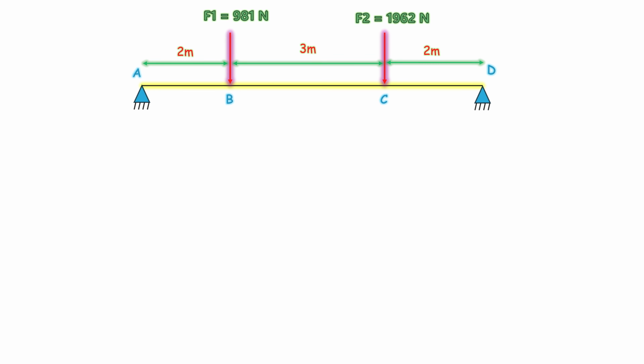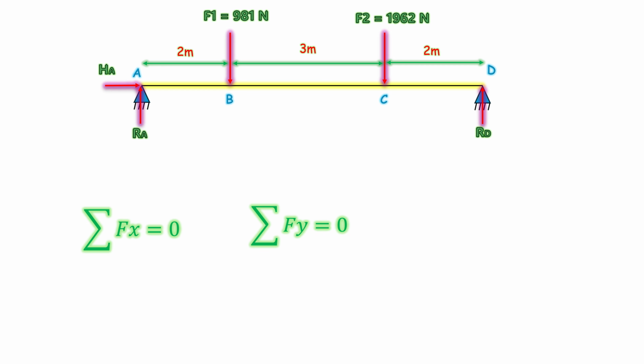Now, the second step is to find out the reaction forces HA, RA, and RD, and/or moments at the support locations. This can be calculated by three equilibrium equations. These equations state that the sum of the forces in the horizontal direction equals 0, the sum of the forces in the vertical direction equals 0, and the sum of the moments taken about any point must be equal to 0.